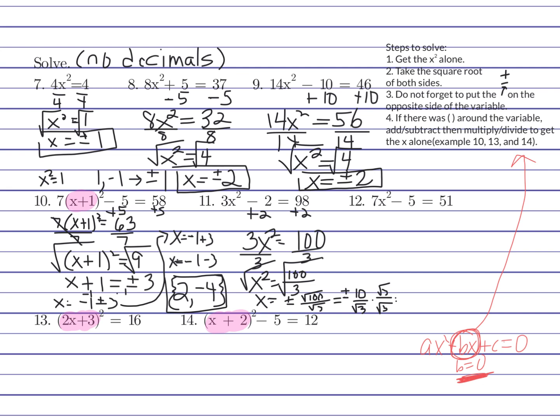So my final answer is going to be plus or minus 10 times the square root of 3 divided by, and let's talk about what's going to be in the denominator. The square root of 3 times the square root of 3 is the square root of 9. What's the square root of 9? 3. So my final answer is plus or minus 10 times the square root of 3 over 3. Remember, that's called rationalizing the denominator.